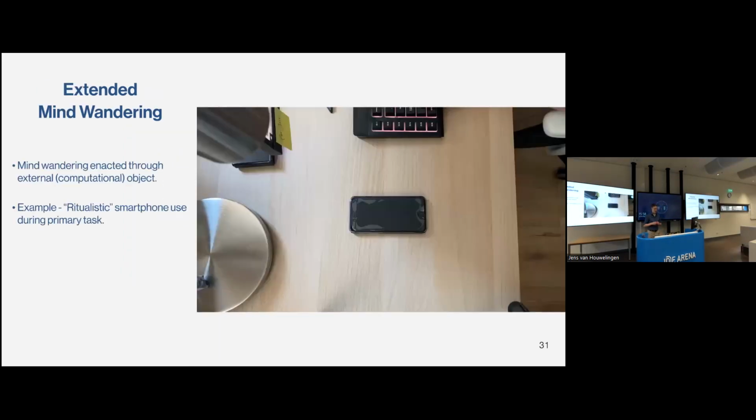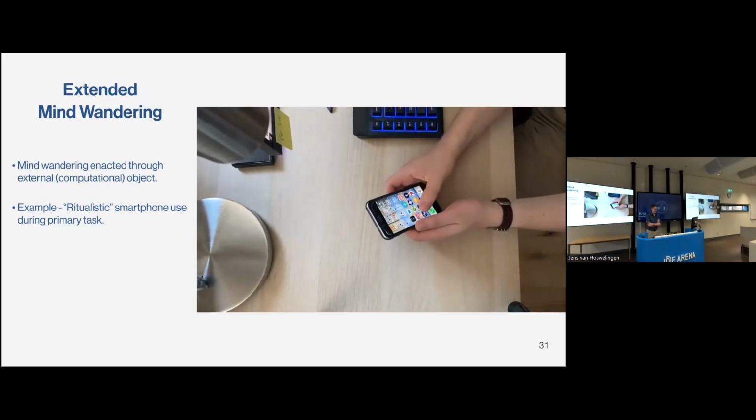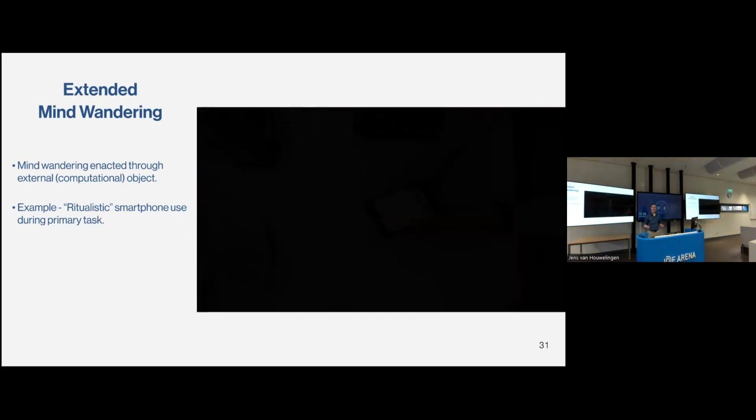And then the very last bit about mind wandering is this idea that it can be extended. So this is when you use an object in the world to help you in your mind wandering. So this video will probably be recognizable to you. You have your phone on the counter while you're working, you get a notification, you go pick it up, you open Instagram, and then about 20 minutes later, you're like, oh, what am I doing?